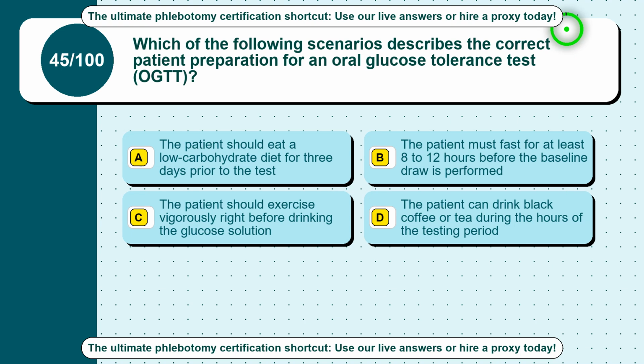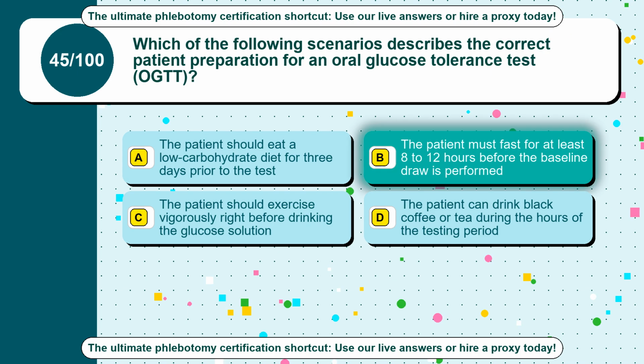Question 45. Which of the following scenarios describes the correct patient preparation for an oral glucose tolerance test, OGTT? Option A, the patient should eat a low-carbohydrate diet for 3 days prior to the test. Option B, the patient must fast for at least 8 to 12 hours before the baseline draw is performed. Option C, the patient should exercise vigorously right before drinking the glucose solution. Option D, the patient can drink black coffee or tea during the hours of the testing period.